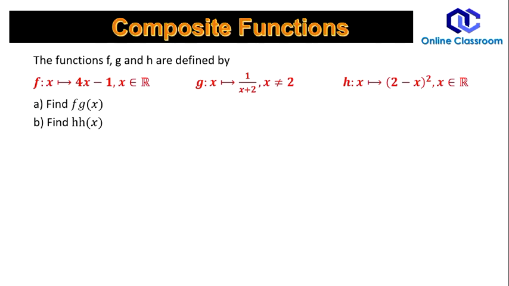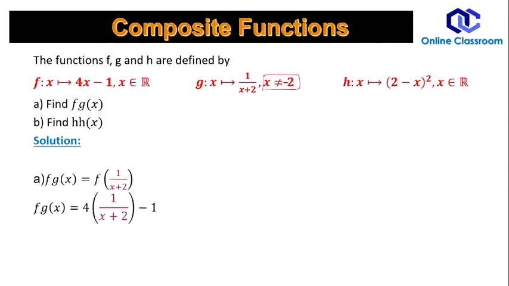More examples of composite function. f of x is 4x minus 1. g of x is 1 over x plus 2. But we have a condition for the domain. Domain can't be negative 2, because if I put negative 2 here, that becomes undefined. And same for the h function, we have some domain there.